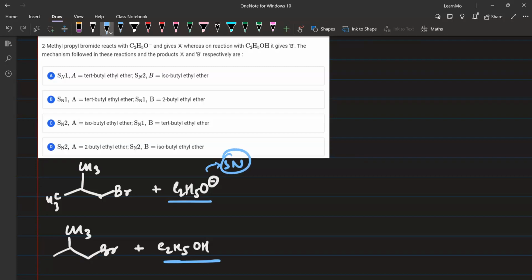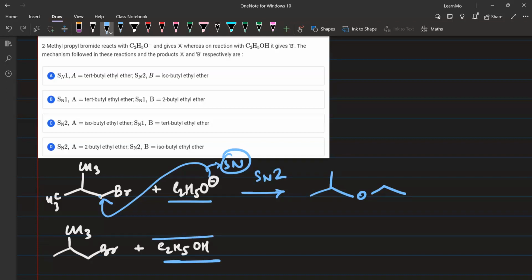The strong nucleophile is not going to wait for the carbocation to be formed. It is going to attack on this carbon atom and form a product, which is going to look like this. You have all of these, then O, then C2H5. So since this is attacking directly in a single step, it is going to be SN2 mechanism.